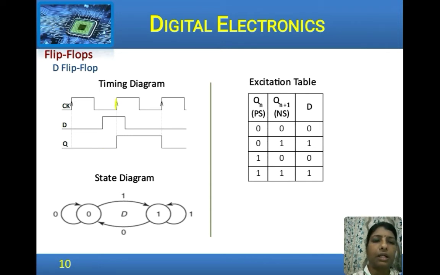And at this clock transition, the value of D is 1, so the output goes to 1. And similarly, at this clock transition, D is 0, so the output goes to 0.